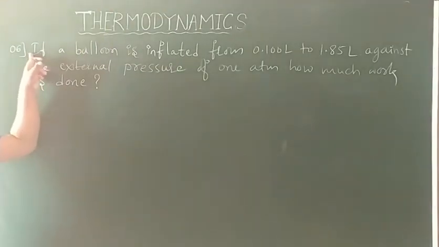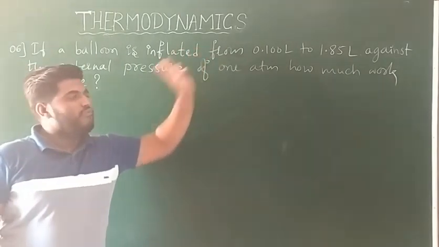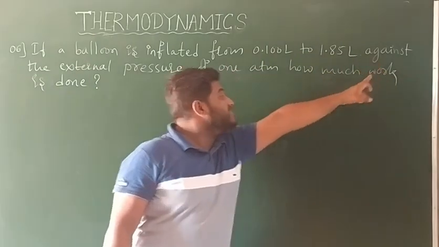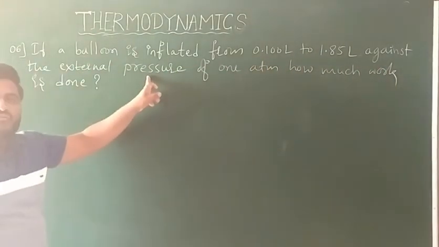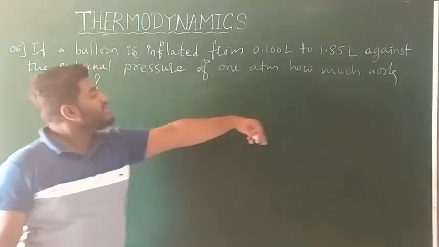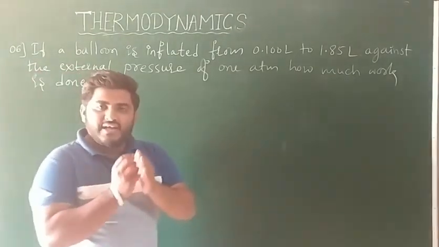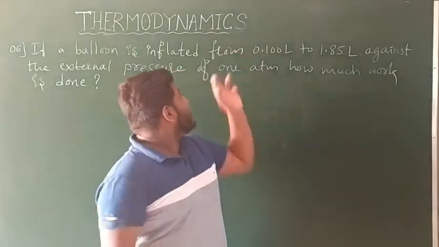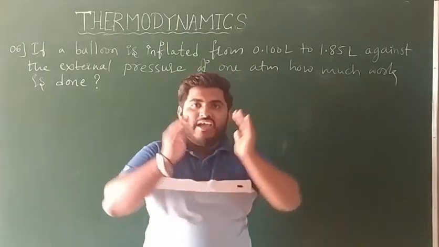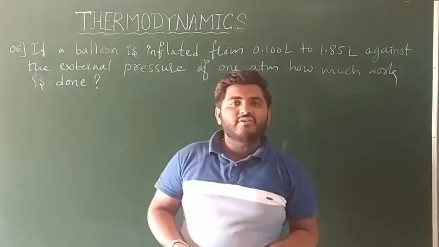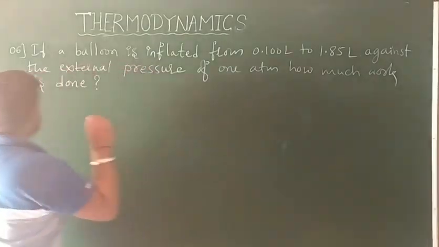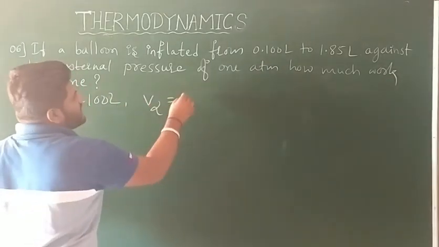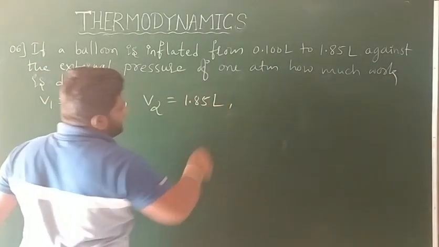This is problem number 6, guys. If a balloon is inflated from 0.100 liter to 1.85 liter against the external pressure of 1 atm, how much work is done? That means inside the balloon we are putting some air. Initially the air is 0.100 liter, now the air is 1.85 liter. So what is given? Initial volume and final volume are given. V1 is equal to 0.100 liter and V2 is equal to 1.85 liter.